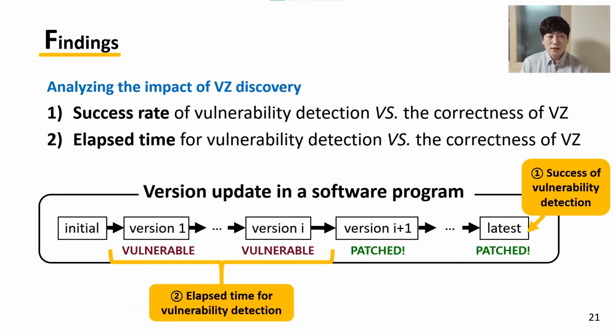We then analyzed the impact of VZ discovery. In this part, we define the success and the elapsed time for vulnerability detection. In phase 1, V0Finder detected vulnerable software programs containing a vulnerability. If the latest version of vulnerable software does not contain the vulnerability, we consider that the software succeeded in detecting and patching the vulnerability. We further call the time required to detect and patch the vulnerability the elapsed time.